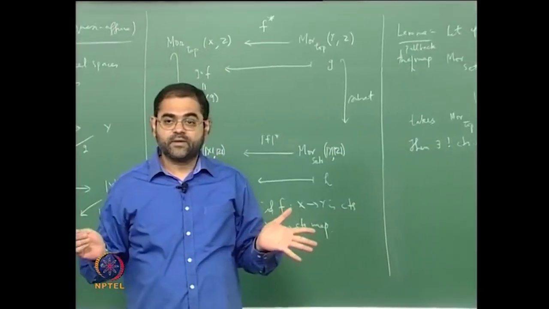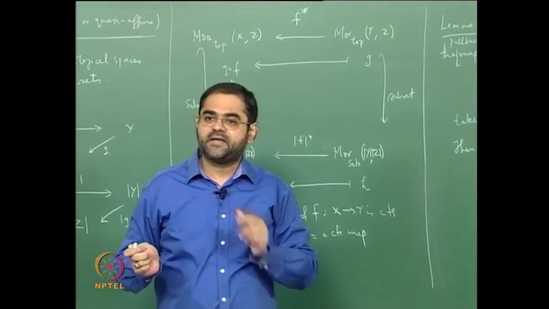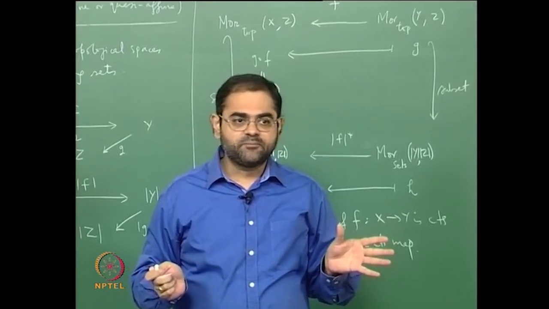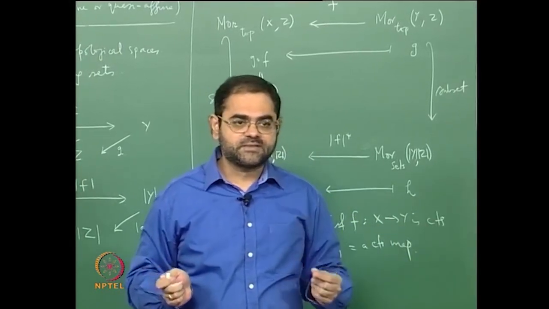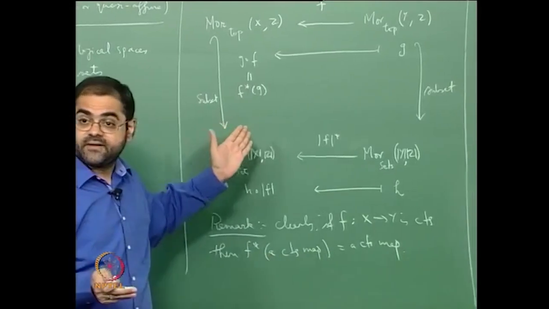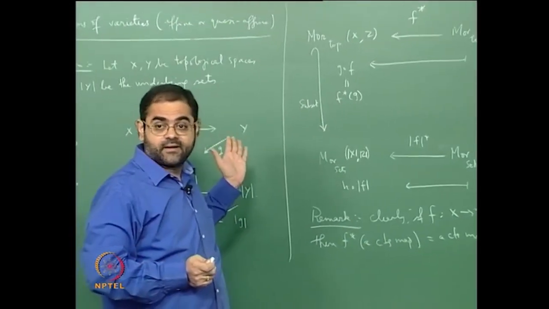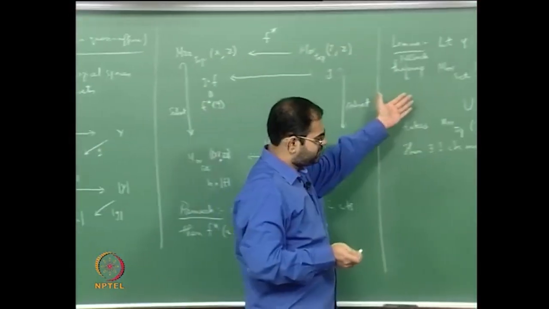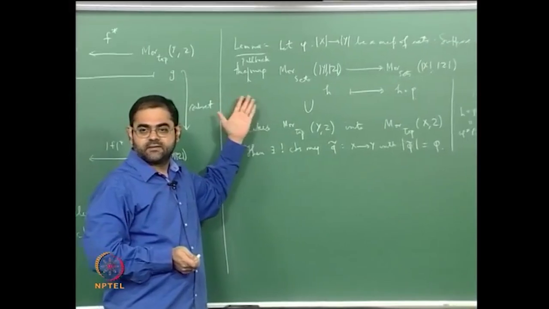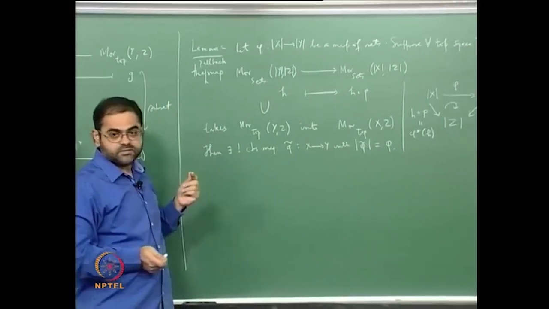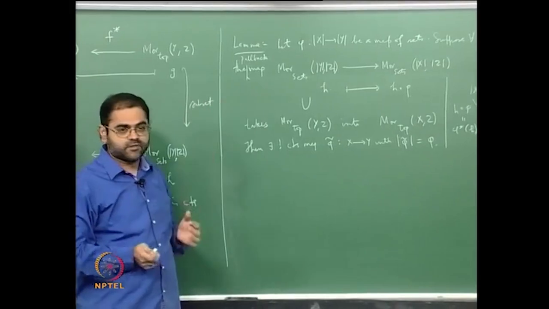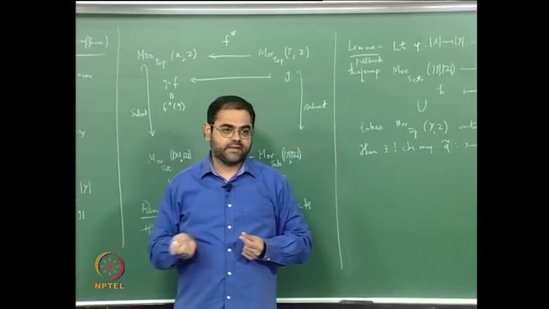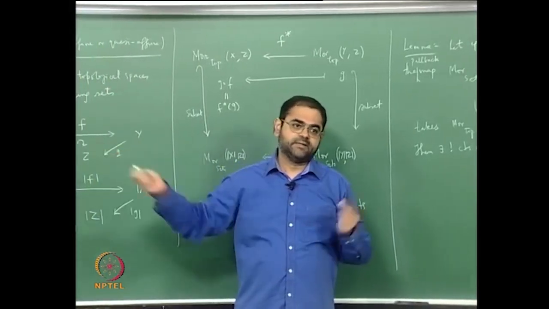So this tells you that this philosophy of defining a morphism to be a map which pulls back good functions to good functions is the right definition. It works even to define the continuity of a map between two topological spaces. It's a very simple observation, but it's a beautiful philosophy to work with, and it's exactly this kind of philosophy that we're going to use to define morphism of varieties.